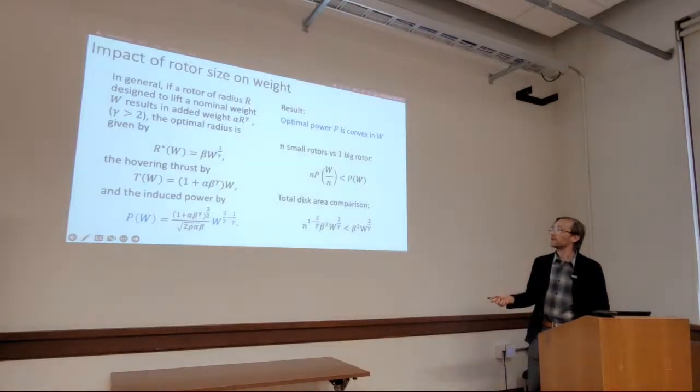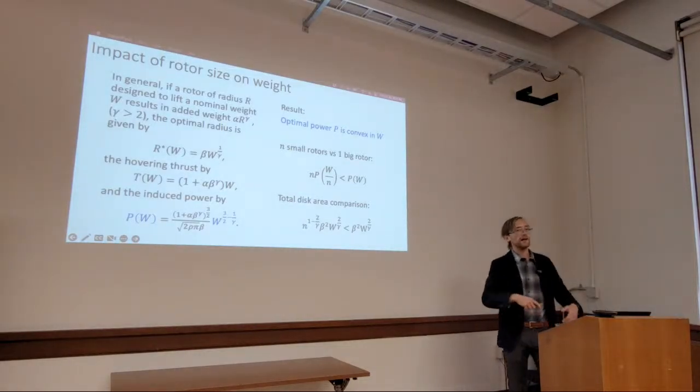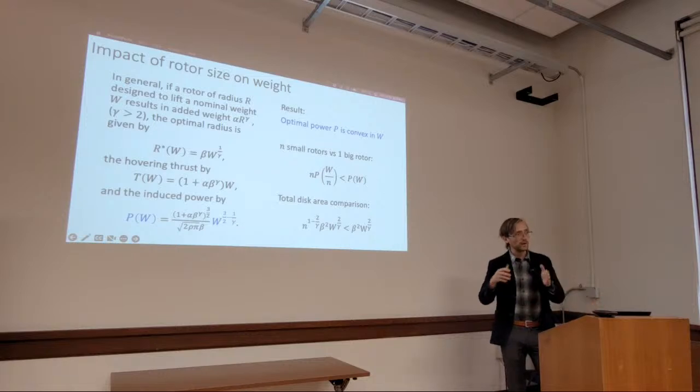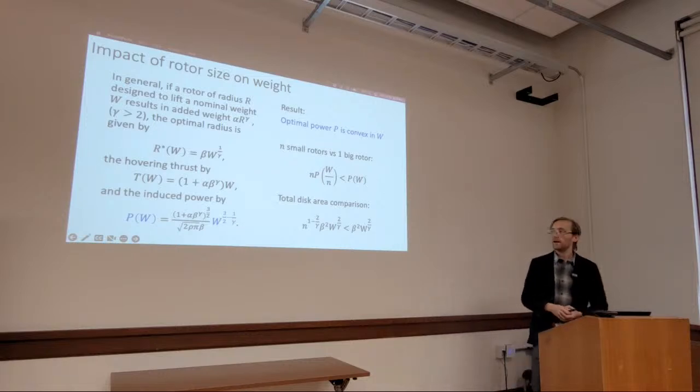Because here gamma is greater than 2, the power exponent over here is greater than 1. So we have a convex dependency between the ideal power and the weight W to lift. And because of that, it may be more advantageous to actually use multiple smaller rotors rather than one big rotor because of this convex dependency.